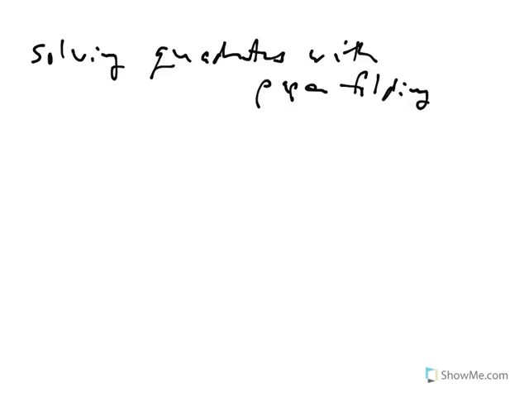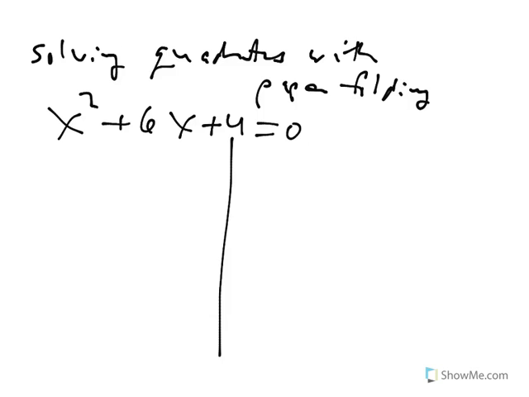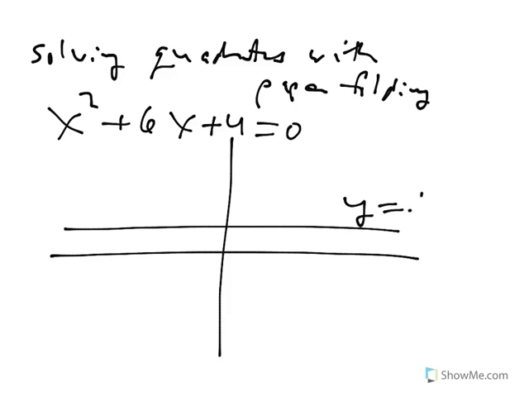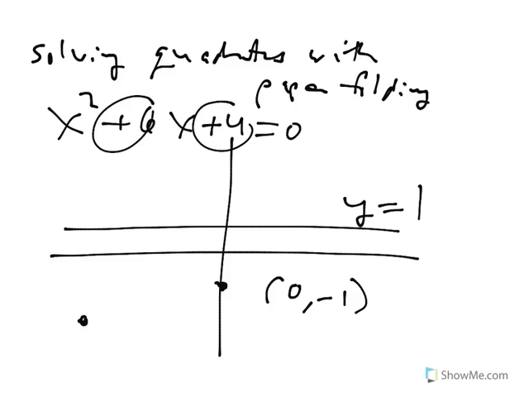So you can solve quadratic equations with paper folding. Let's imagine I have this equation, x squared plus 6x plus 4 equals 0. One way to do this is to, on a grid, plot the line y equals 1, plot the point (0, -1), and plot the point (-6, -4), which is the opposite of these two things.